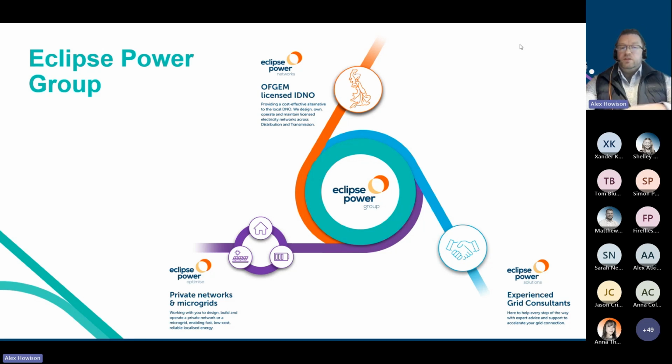Eclipse Power Optimise, which delivers private networks and microgrids, is the third business within the group. We launched on the 20th of January this year, and ultimately this is what the webinar is all about today. It is about the private networks and microgrid space, but it's useful for all of you to know that, as far as the group's concerned, we do offer a wider range of solutions.